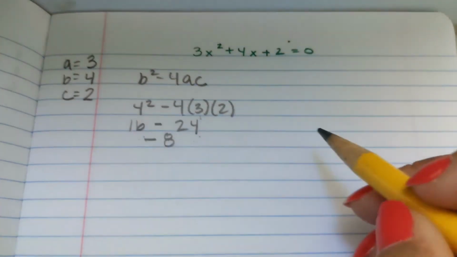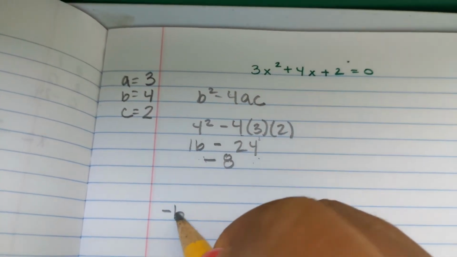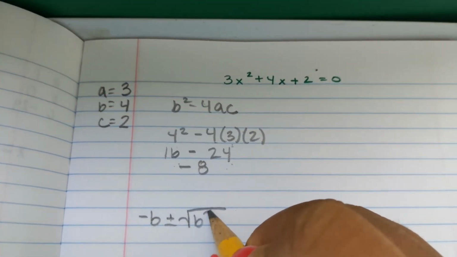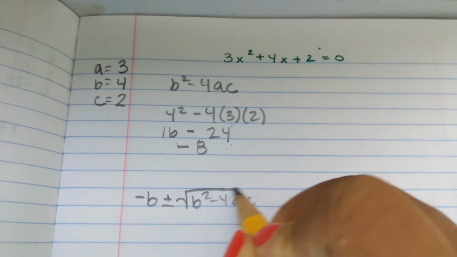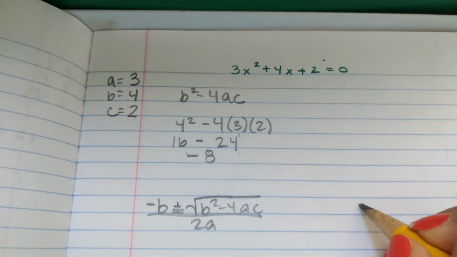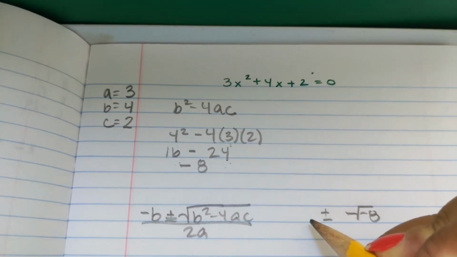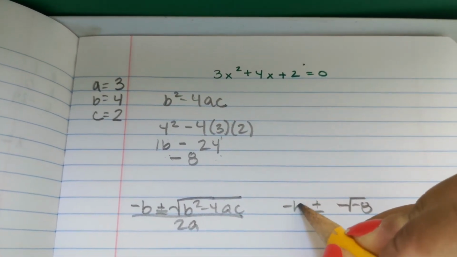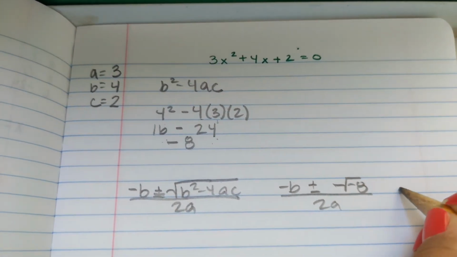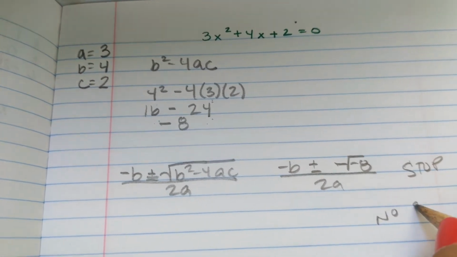So if I have a negative number, again, we take this and we put it into our opposite of b plus or minus the square root of b squared minus 4ac, all divided by 2 times a. If I put this negative 8 underneath here, I can't take the square root of a negative number, which is why from here we can actually say stop, because there is no solution.